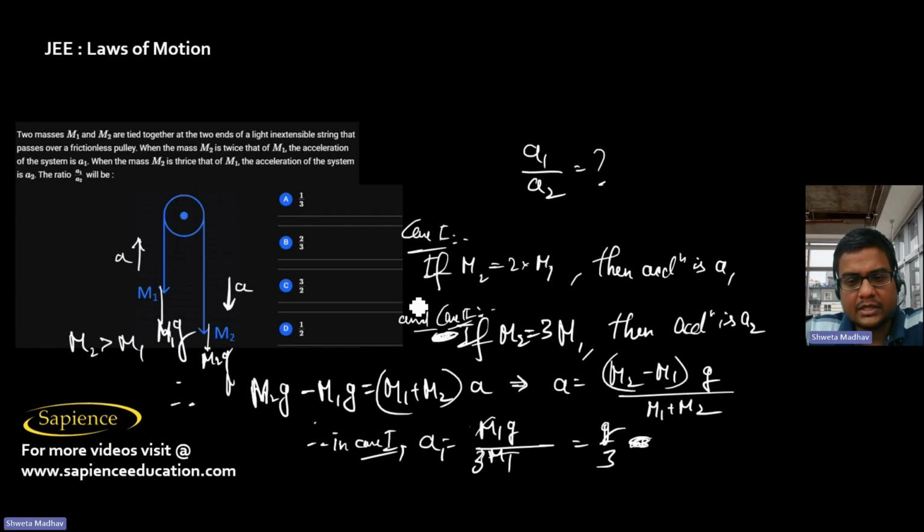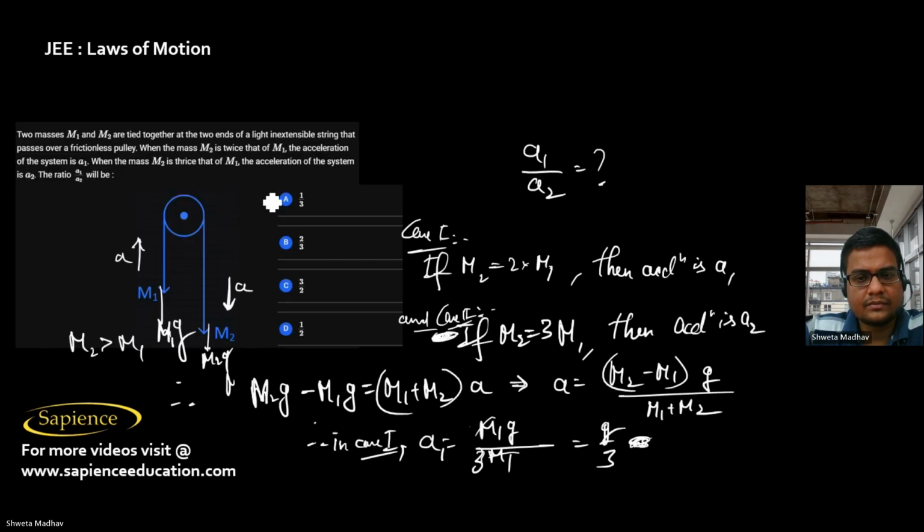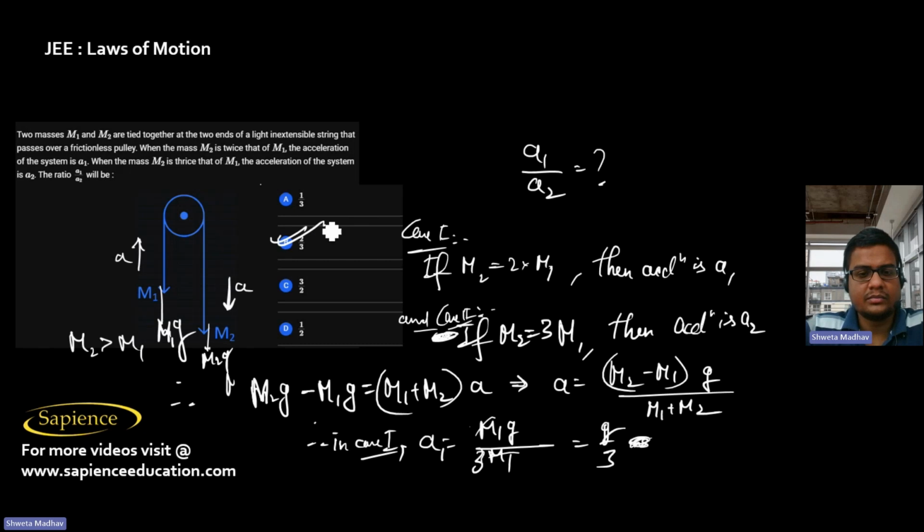So a1 is g by 3 and a2 is g by 2. Therefore a1 by a2, which we have to find, is 2 by 3. So option B is the correct answer.